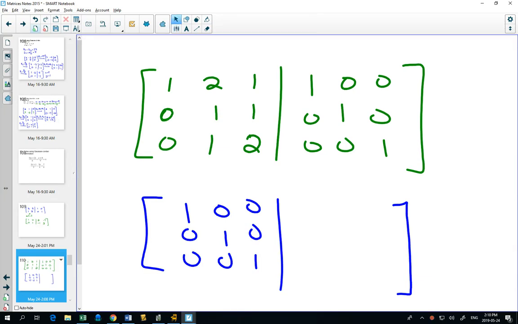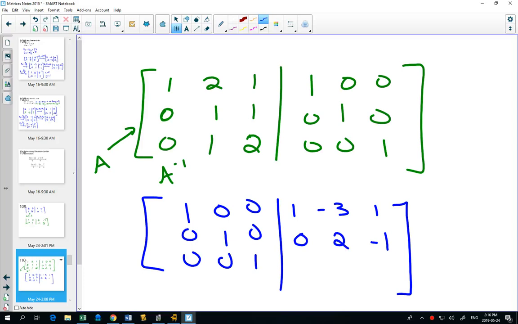Okay? Then after you've done that, I'd like you to type this into your calculator as A and find out A inverse. I'll do that right now just to find out if we have nasty fractions or not. And if we have nasty fractions, that's going to be too bad for you. I'll put the answer up for you to check. 1, -3, 1, 0, 2, -1, 0, -1, 1.